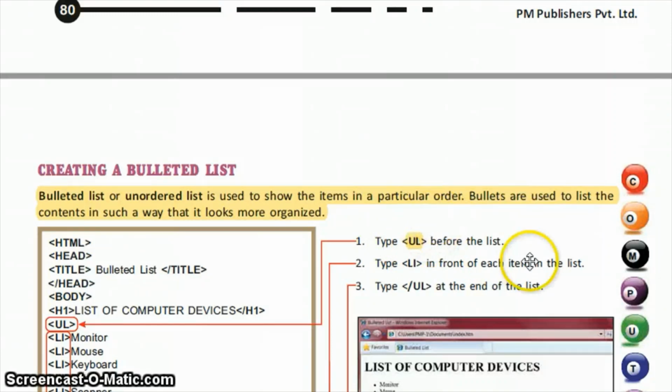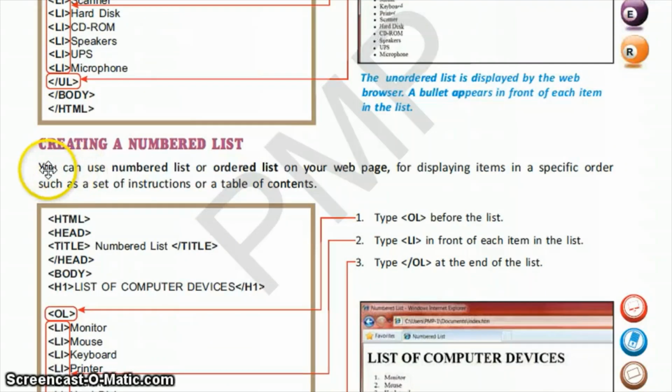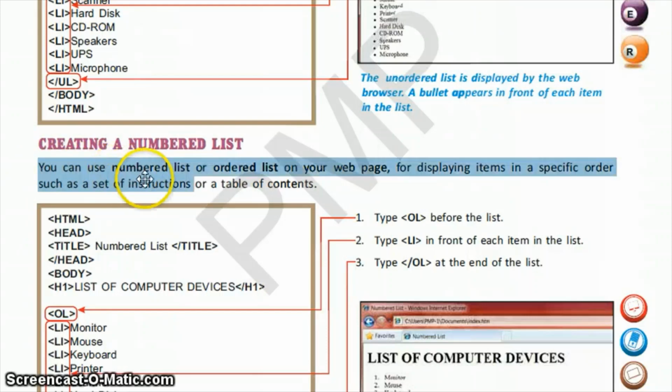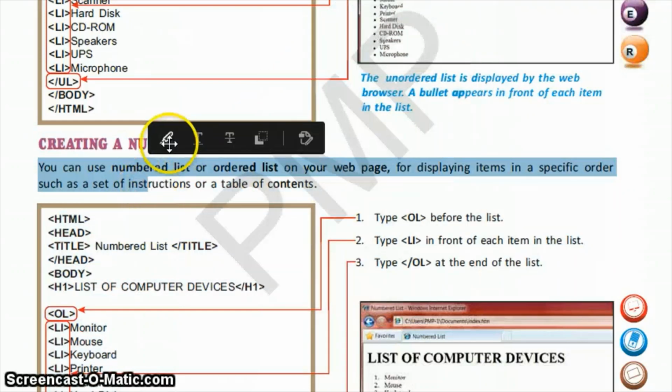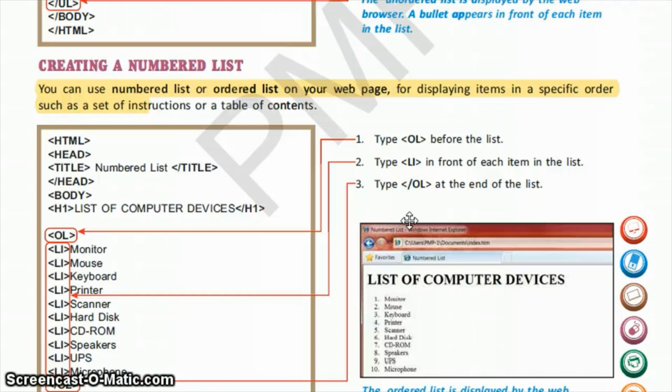Now for numbered list, you can use numbered list or ordered list on your web page for displaying items in a specific order, such as a set of instructions or table of content which we want in a sequential order. Now the tag for ordered list is OL. This OL tag is used for ordered list.